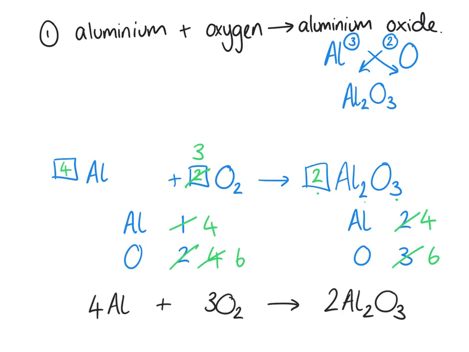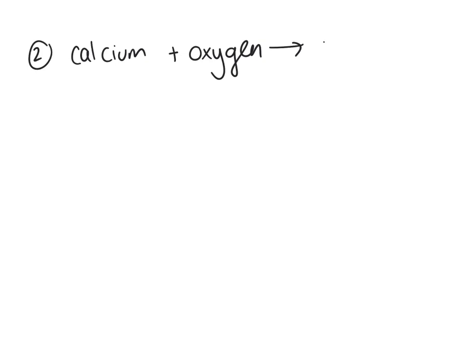Okay, so what I want you to do now is work through the rest of your metals and write a balanced symbol equation for them. For each of them, write the word equation first and then write your formula, and then balance your equation. So the next one on your list is calcium. So it will be calcium plus oxygen, giving you calcium oxide.